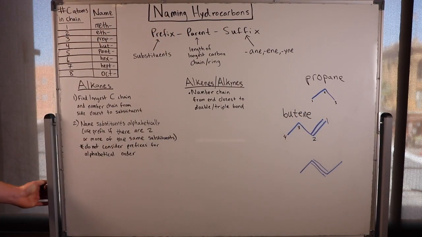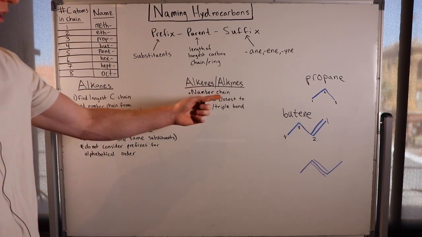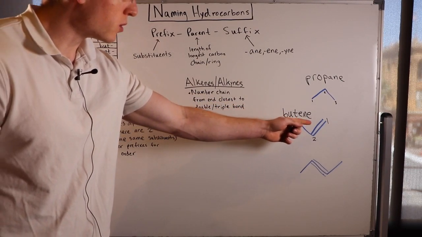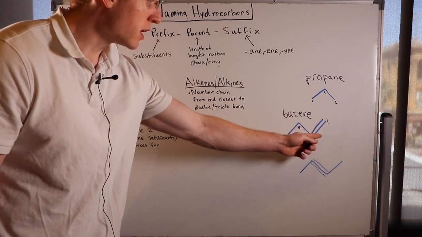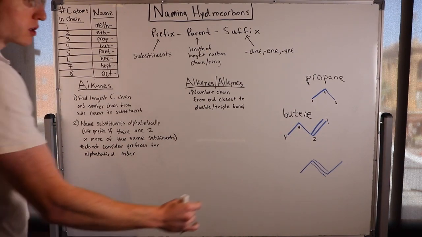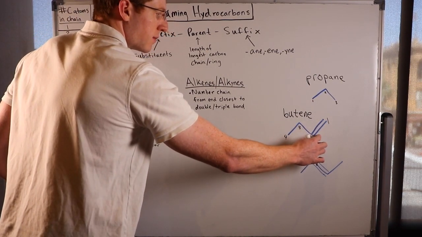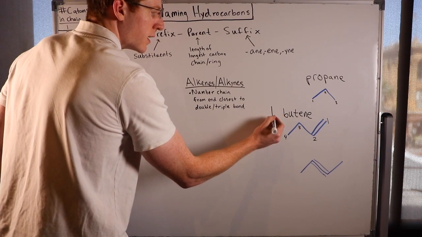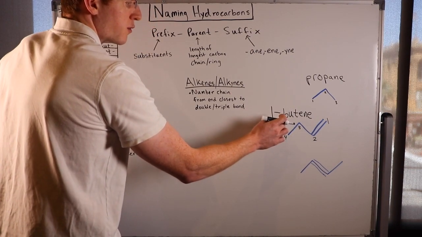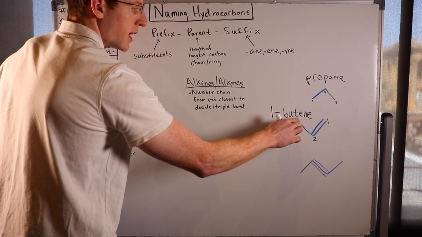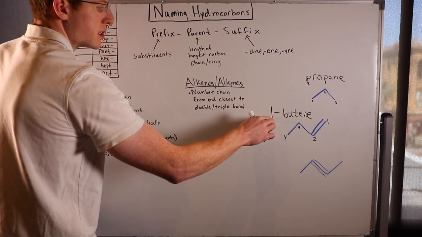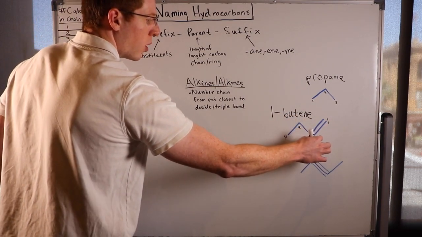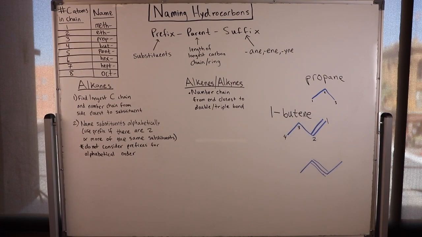And you'll see that actually with alkenes and alkynes, we have to denote where this double bond was. So this double bond started on carbon 1, right? So that means we have to denote it was 1-butene. We know from butene it was a 4-carbon chain with 1 double bond, and this says it started at carbon 1.